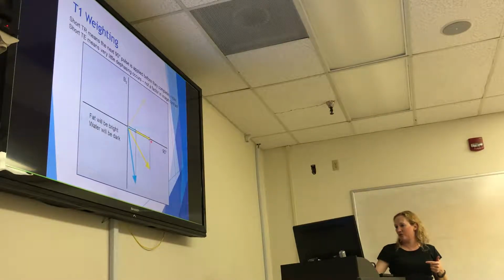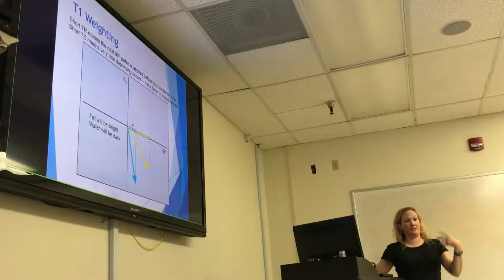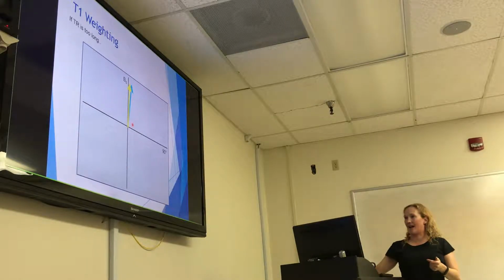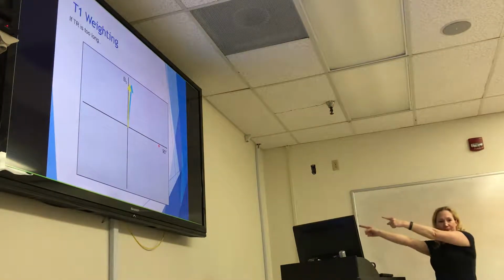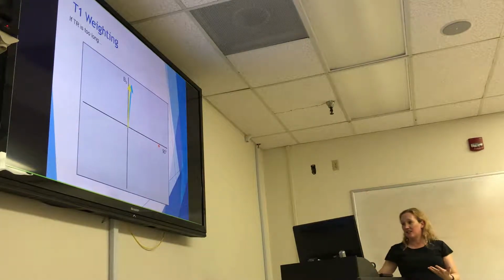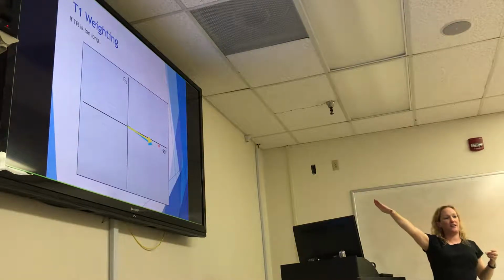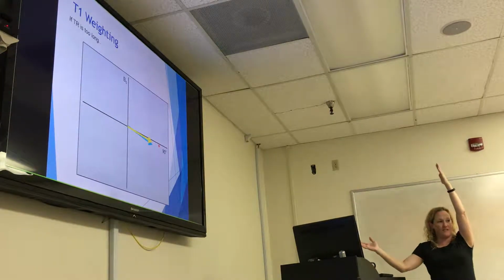Okay, so we got to this point. We've got our bright fat, we've got our dark water, because we had a short enough TR that we didn't let them both get all the way back down. Now, if our TR is too long, this is what happens: they both get pretty far back to parallel, so that when we flip it again, now they both have signal. This is why we can't wait too long, because we don't want them to be together. We want them to have separation.